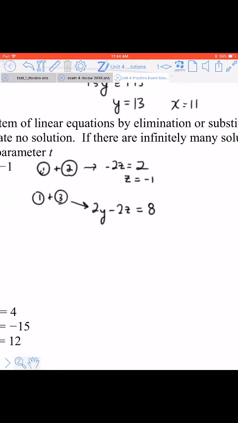And then if I add here, I get 8. But I can put this in for z right there because I know that z equals negative 1. So this equation becomes 2y, and then negative 2 times negative 1 is positive 2. And that equals 8. So if I subtract 2, I get 2y equals 6. If I divide by 2, I get y equals 3.